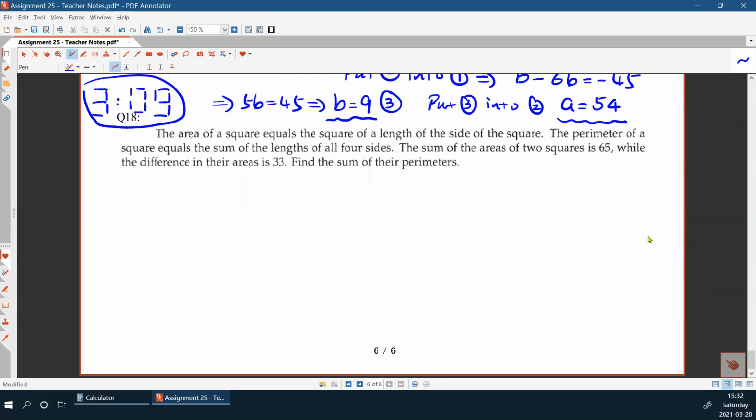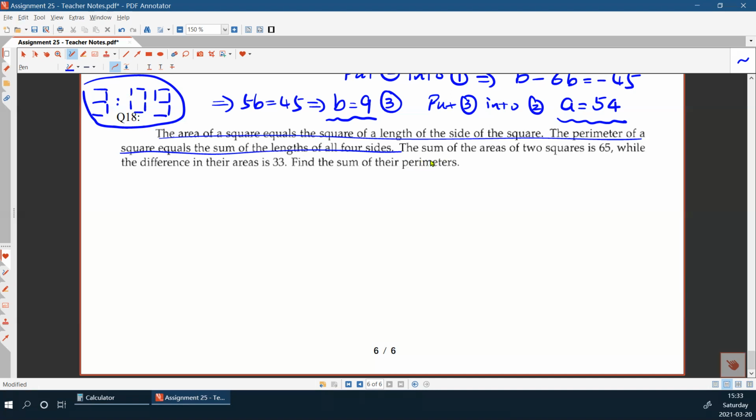Last question. Okay, the first two sentences are some background. It tells you that the area of a square equals the square of the length of the side of the square, right? Well, most of us already know this. This is the definition of the area of a square. And the perimeter of a square equals the sum of the lengths of all four sides. Of course it is, right? So these two sentences are just some background information.